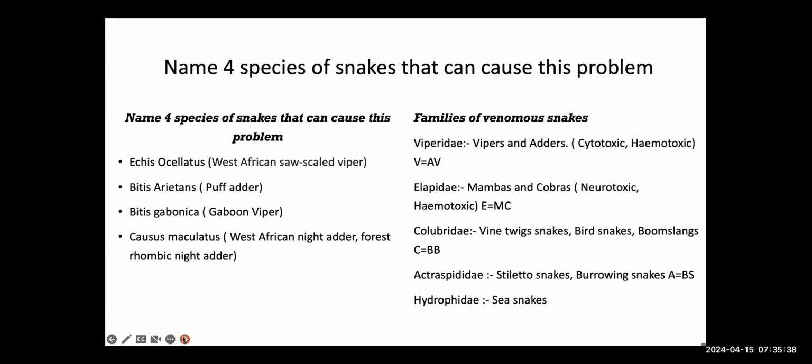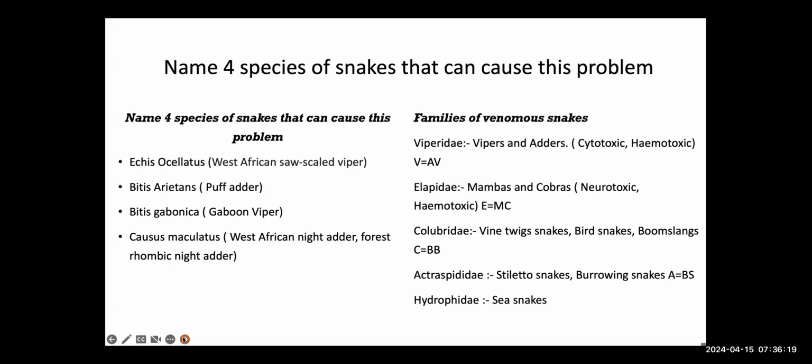So the third question was name 4 species of snakes that can cause this problem. I'm going to start with the 4 species before I enter the families of venomous snakes. So we have Echis ocellatus, which is known as the West African saw-scaled viper, which is the most common venomous snake here in Nigeria. We have the Bitis arietans, Bitis gabonica. Then we have the Causus maculatus.